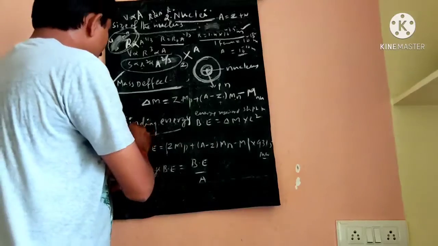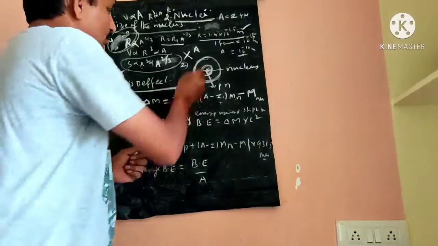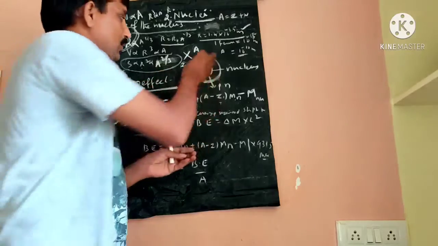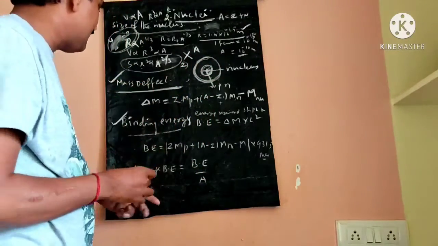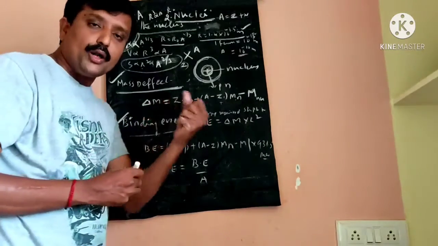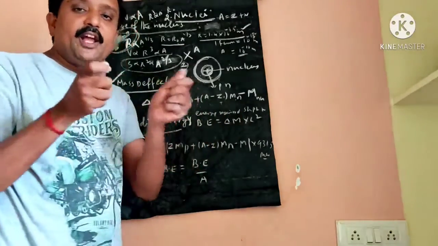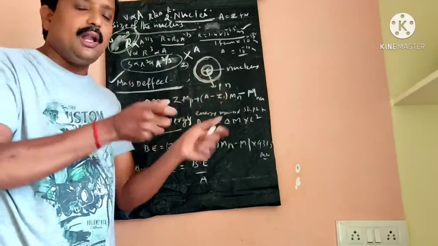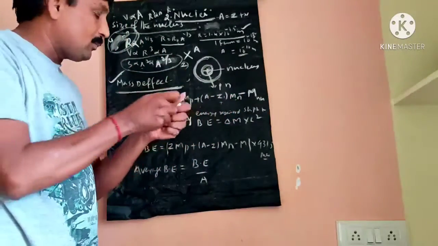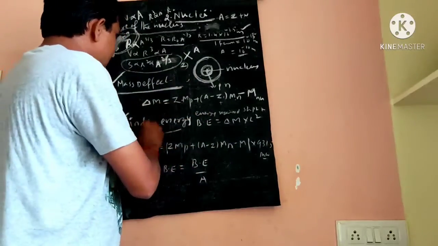Next one is binding energy. The nucleons, protons and neutrons, form a bond in the nucleus. It requires some amount of energy. The energy is known as bonding energy. Binding energy is also defined as the energy required to split the nucleons. To break the bond of proton and neutron, it requires some energy. So the energy is called binding energy.